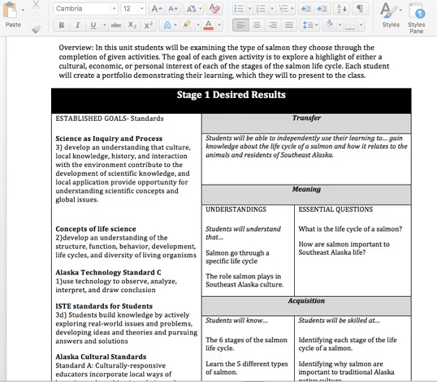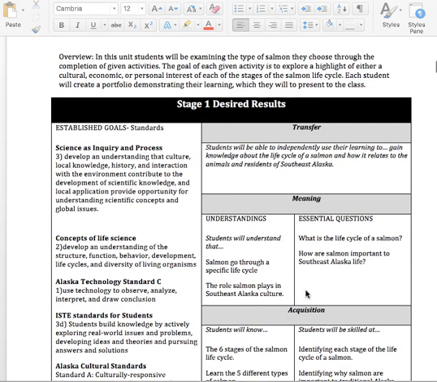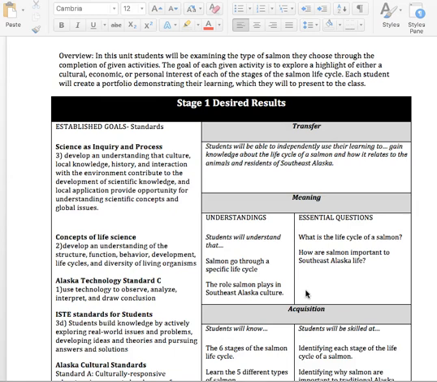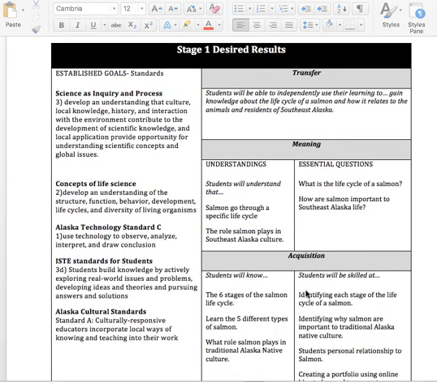At the end, they will create a portfolio using a blog to demonstrate their learning, and this will also be a part of their presentation. Moving on to stage one, on the left side I have the goals or standards that this unit meets: science as inquiry and process, concepts of life science, the Alaska Technology Standard, the ISTE Standard, and the Alaska Cultural Standard. On the right side, we have the goal again, as discussed before.